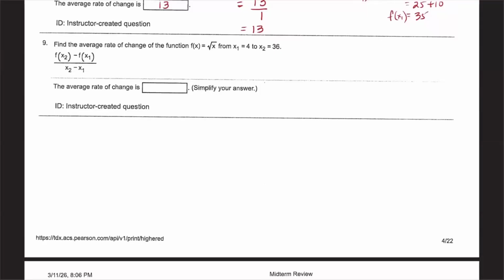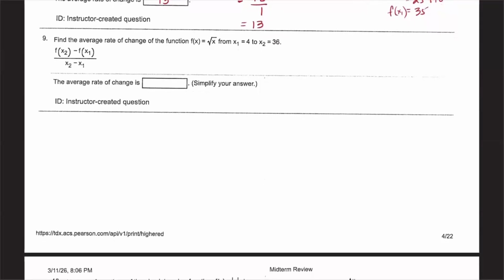Find the average rate of change for the function square root of x. So the same kind of problem, but the function is different. So f of x sub 2 minus f of x sub 1 over x2 minus x1. But this is a different function. So they give you the square root of x as the function. 4 is x sub 1, 36 is x sub 2.